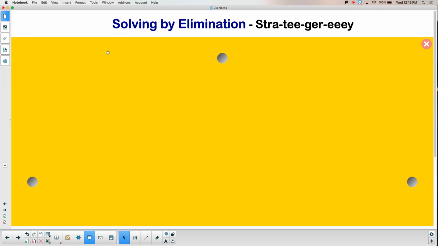Yep. If I'm gonna use elimination, what's the very first thing that I've got to do? Before we eliminate one variable, put them on top of each other. Okay, so we want to line them up, right? Yes.